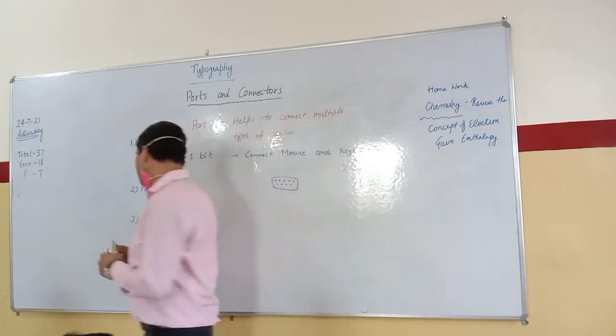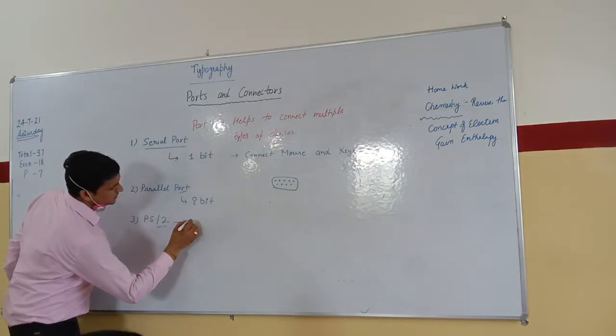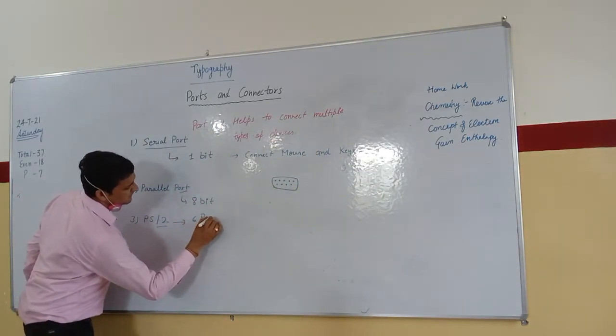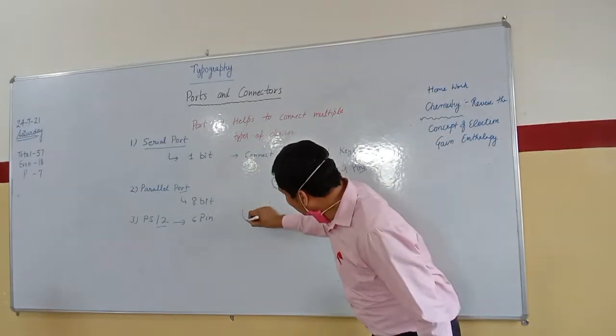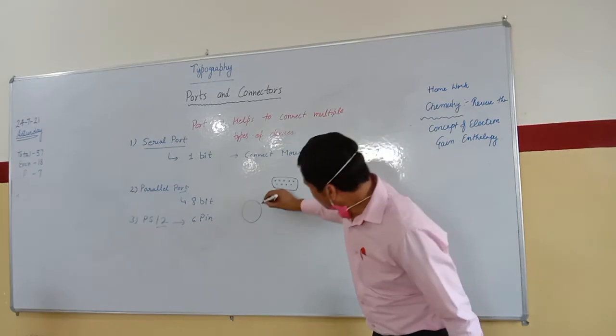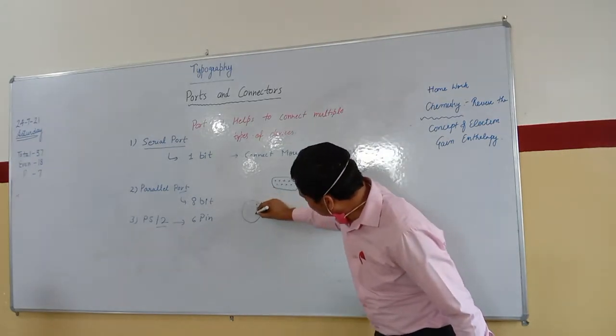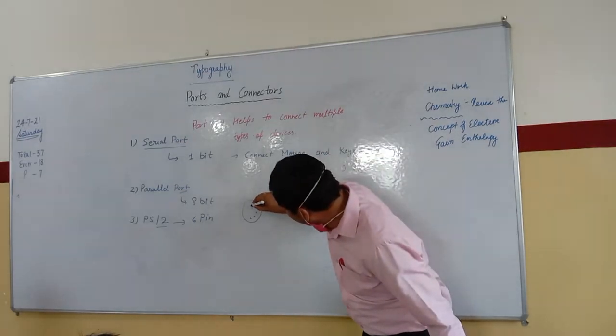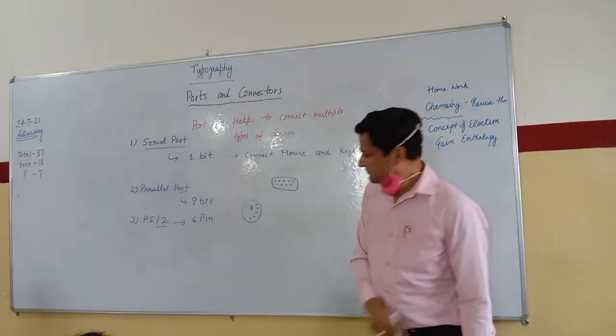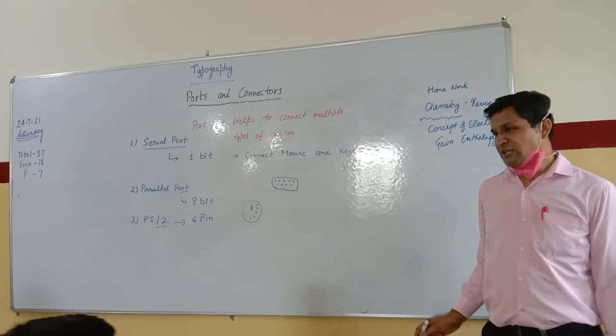The PS2 port was made of 6 pins. What is the structure of the PS2 port? It was in a circle shape. 5 pins were in the form of holes, and the sixth one was a plastic pin.